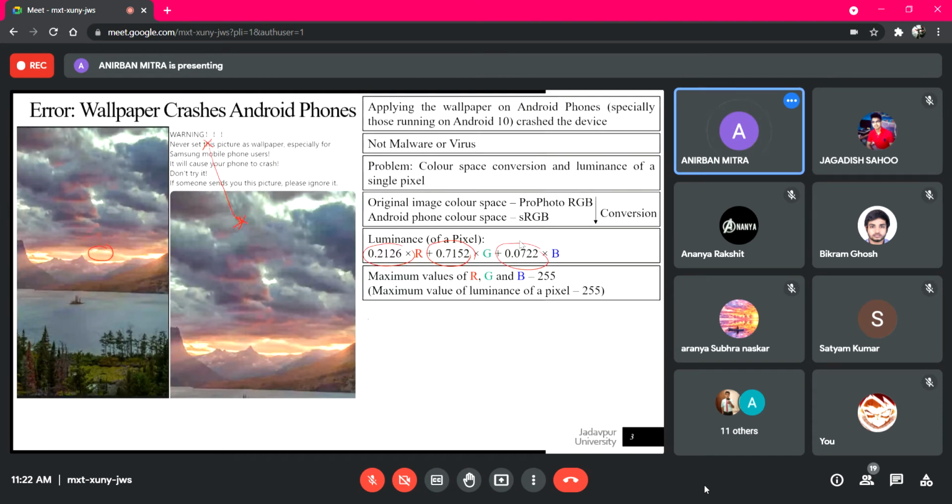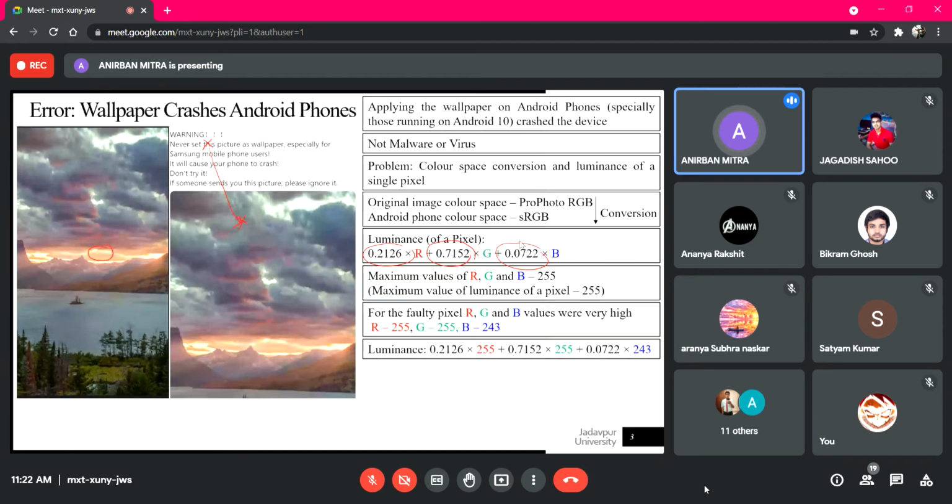Now, the pixel that created the problem, let us just refer to it as the faulty pixel. That pixel has incredibly high R, G, and B values. R was 255, G was 255, and B was 243. So if you plug this in the formula, you get a value of 254.1336. So this is less than 255, no problems there.